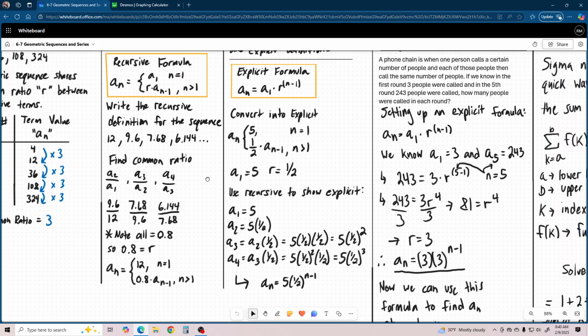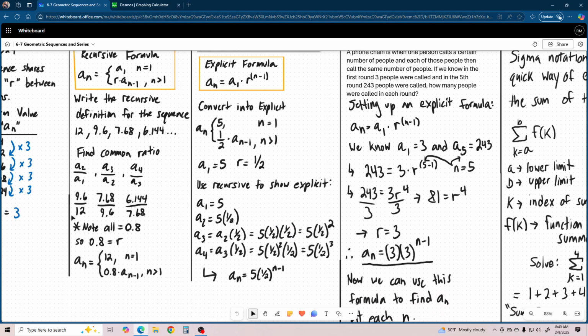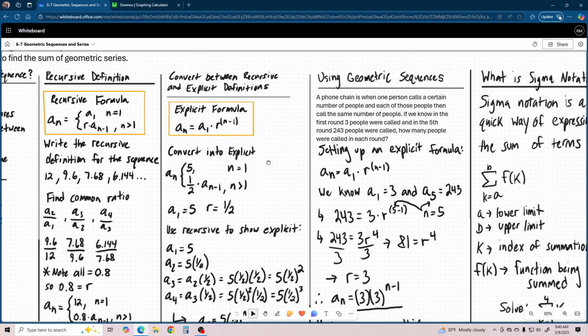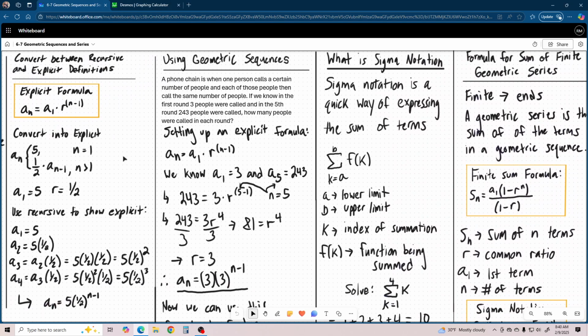All right. Now we're going to talk about the other kind, which is called explicit. I'm going to show you an explicit formula and then show you how a recursive formula goes into an explicit formula, so that you can see all of this in terms of the math. So, all right, converting between recursive and explicit definitions.